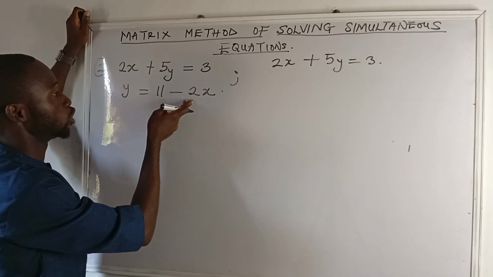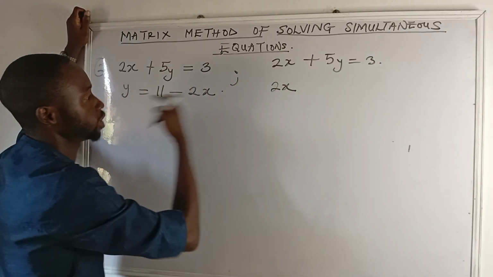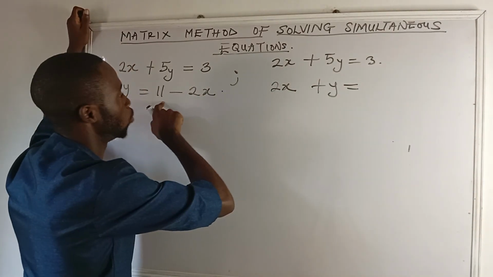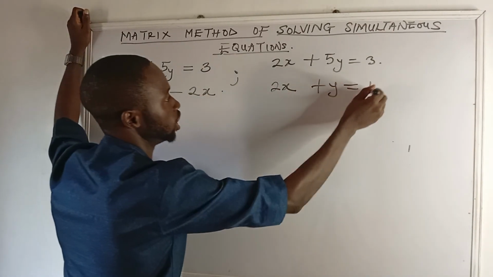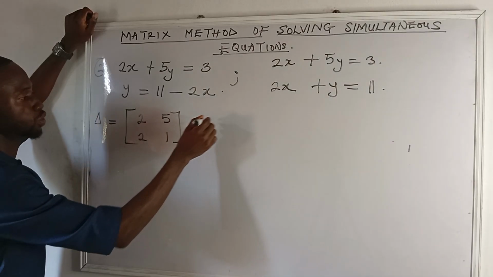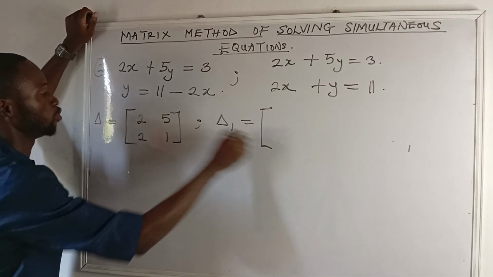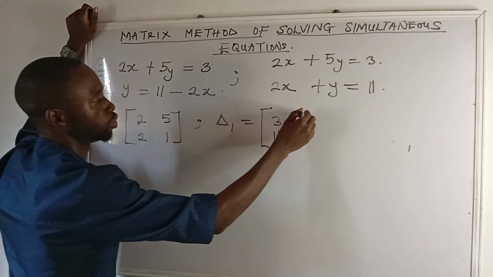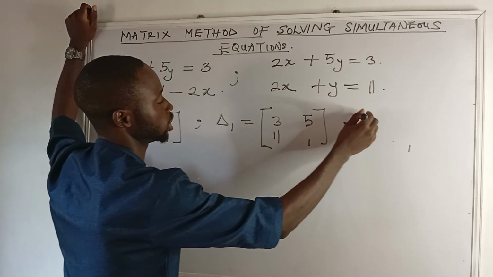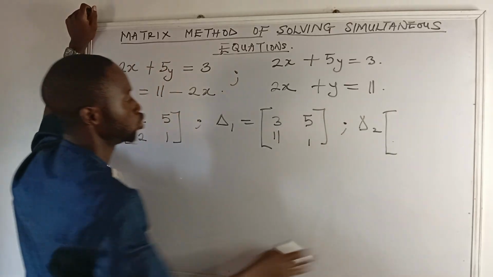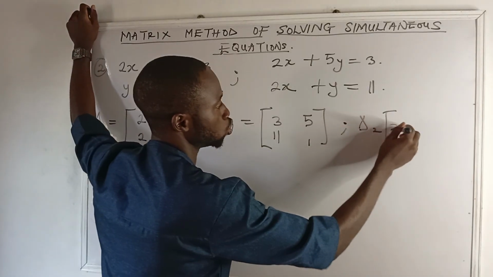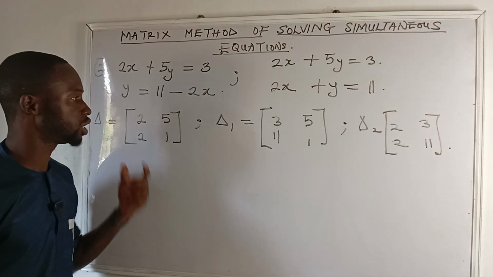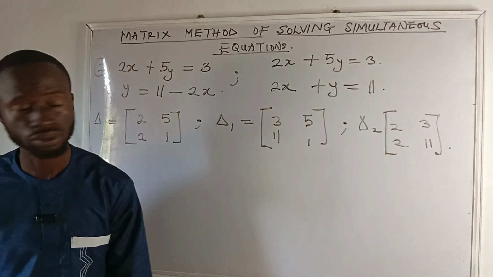So if I take minus 2x to this side, it becomes plus 2x. Then I still have plus y on this end. I'll have plus y is equal to 11, when I move minus 2x to this side, I'm having 11 and 1. That's the matrix for delta. For delta 1 now, instead of me writing 2, 2, I'm going to write the answer. What's the answer? 3 and 11. Then what's the second column? 5 and 1. Then delta 2. For delta 2, we'll be writing the first column, that's 2 and 2. Then we'll be writing the answer 3 and 11. So we need to find the determinant of this, and this.